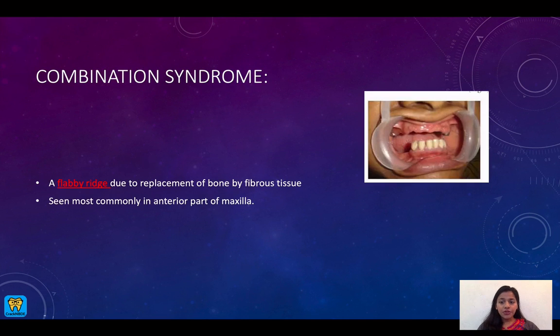So in the beginning, I want to talk a little bit about combination syndrome because I think it is always tested in the national boards for the past few years, and I really want us to hone it down. So combination syndrome is basically the presence of a flabby ridge due to replacement of bone by fibrous tissue, and it's seen most commonly in the anterior part of the maxilla. The reason why is because the bone in the anterior part of the maxilla is much softer in comparison to the mandible or to the posterior portion of the maxilla.